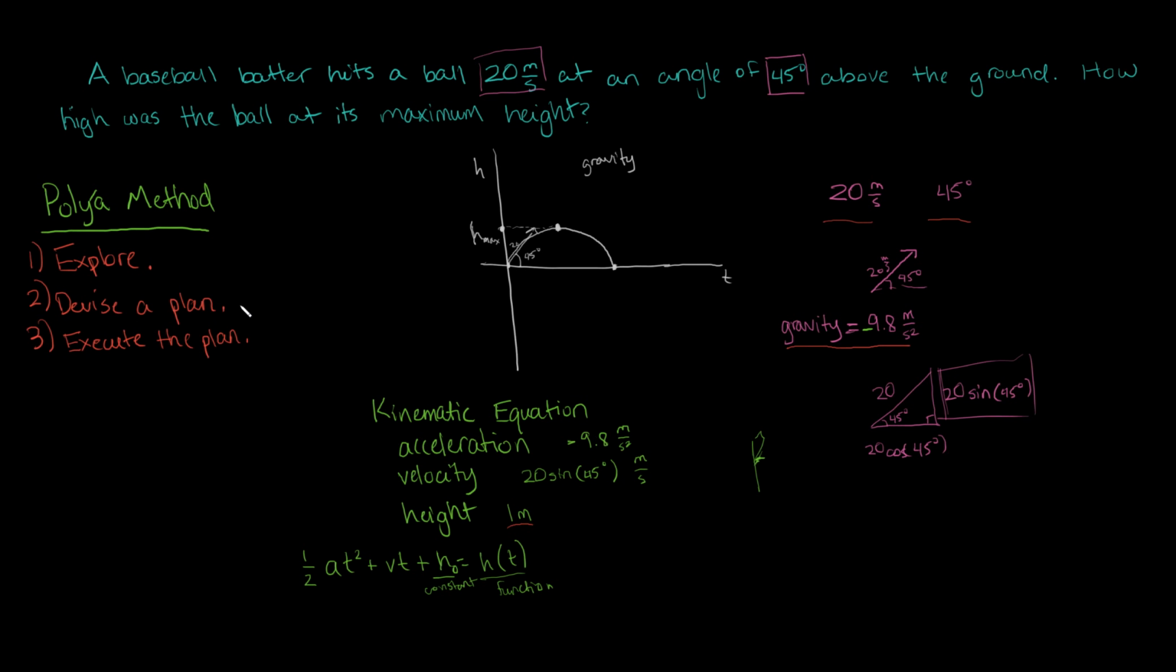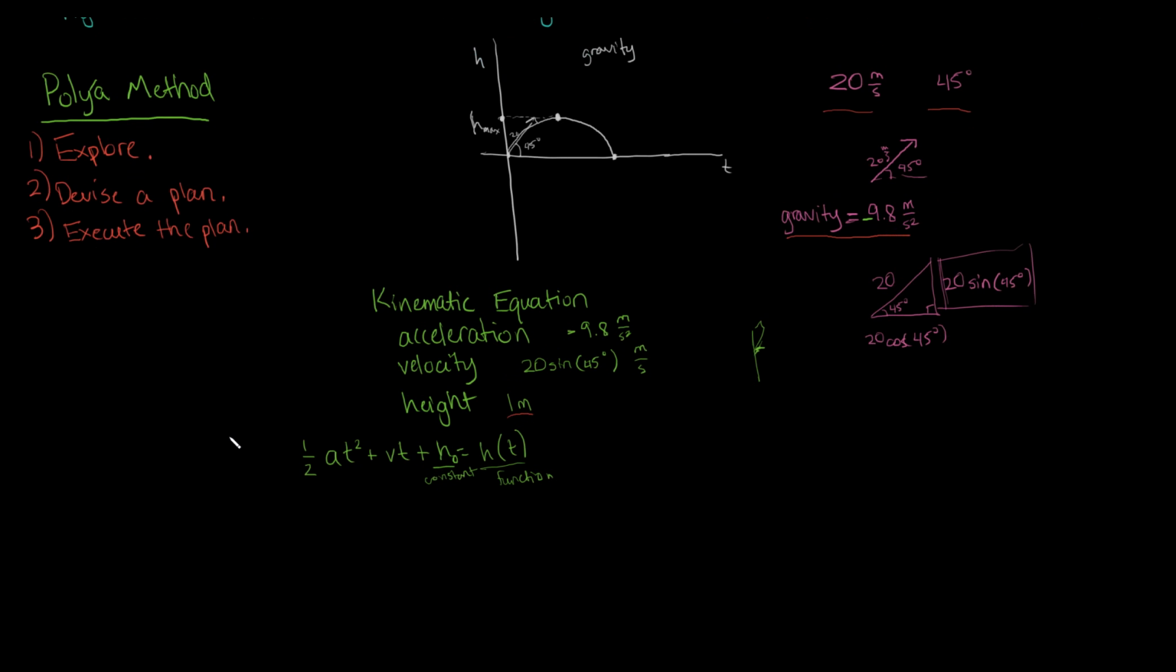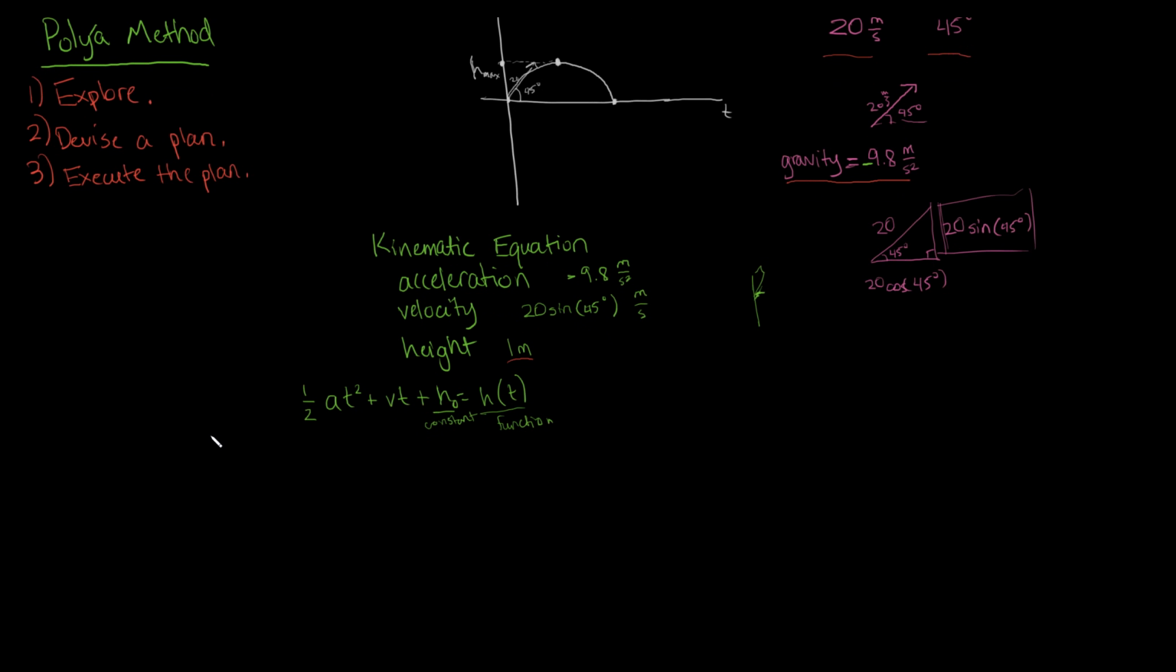And then we devised our plan, which was to use the kinematic equation with the three pieces of information that we had found. And this is right here, the kinematic equation: 1/2 times the acceleration times the time squared, plus the velocity times the time, plus h naught, a constant for how high you start out at, equals h, but this time a function of t. So we have slight notational tricks going on, but h0 is a constant and h of t is a function.